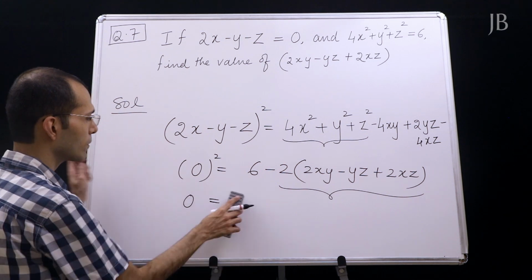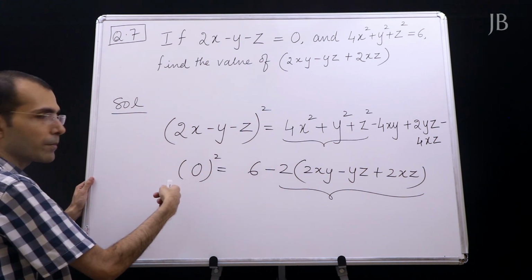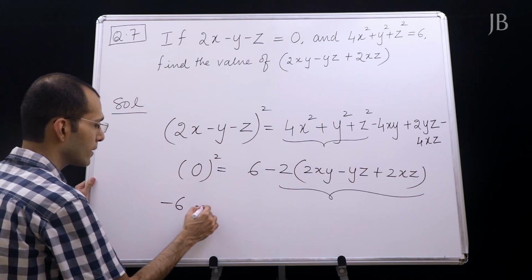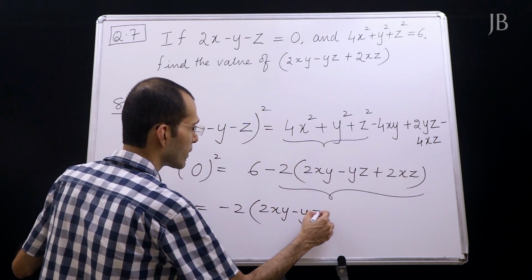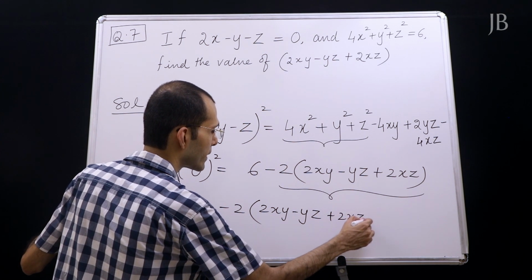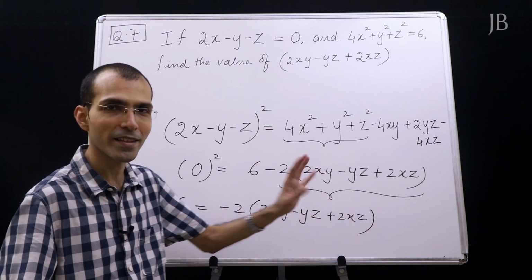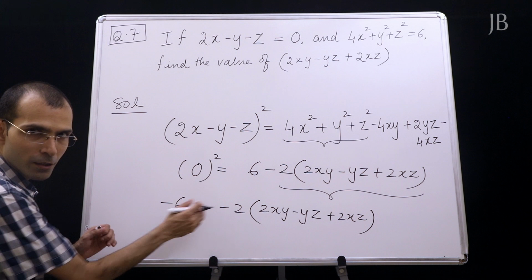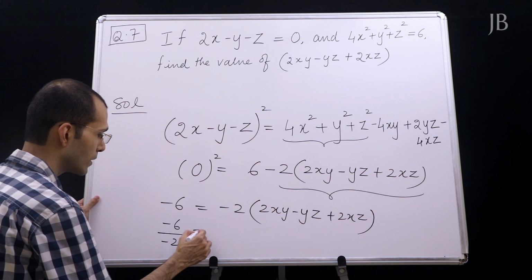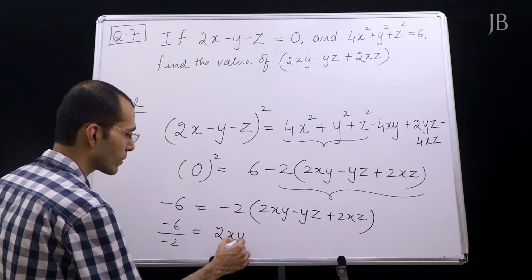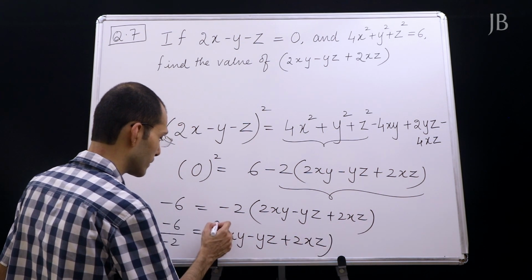We can transpose this now here only. We will save on the steps. 6, 0 square is 0. 6 will come here. So that becomes minus 6 is equaling minus twice of 2xy minus yz plus 2xz. And see, that is what we wanted. We wanted 2xy minus yz plus 2xz. Now minus 2 will come down here, it will become division because this is multiplication. So minus 6 upon minus 2 will give the value of 2xy minus yz plus 2xz.